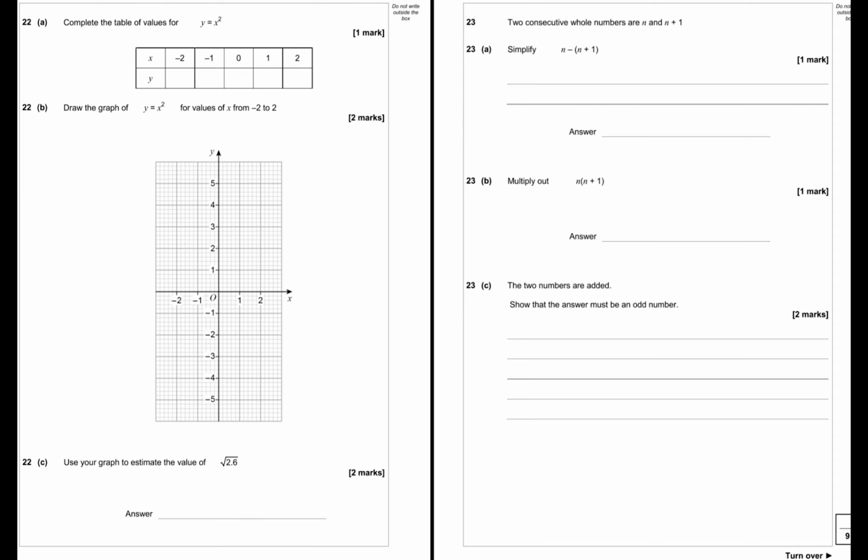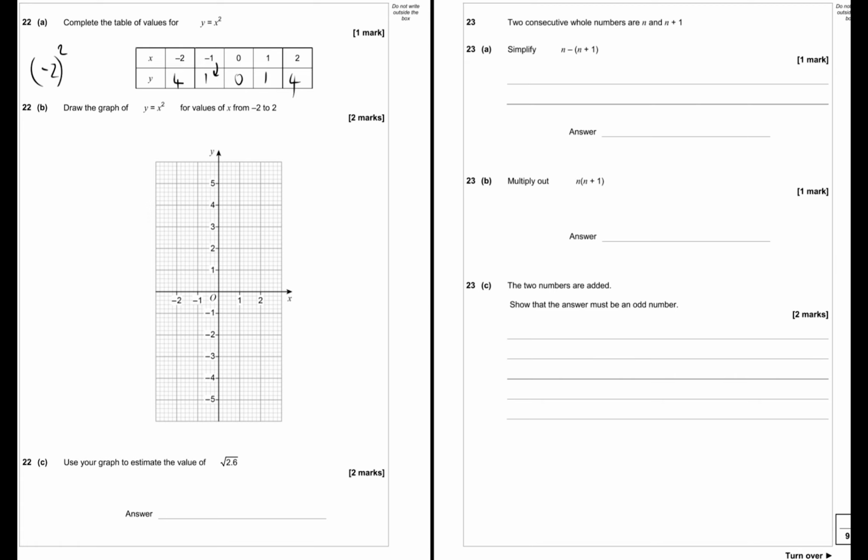Okay, question 22. Complete the table of values for y equals x squared. Okay, so if x is minus 2, we want to square it to get y. So what is minus 2 squared? You're doing minus 2 times minus 2, so that will give you 4. Same thing for the next. What's minus 1 times minus 1? You're going to get 1. Next one is going to be 0 times 0, 0. 1 times 1, 1. 2 times 2 is 4.